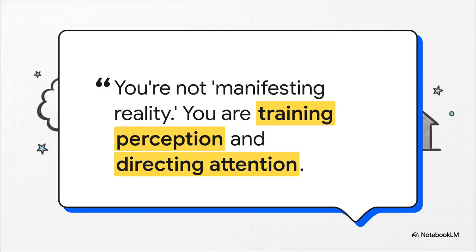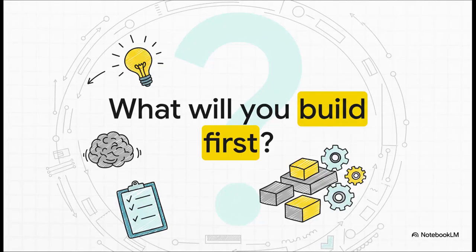So let's reframe this one last time to be super clear. You are not magically manifesting reality. You're doing something much more real and much more powerful. You are actively training your perception, you're directing your attention, you're reinforcing specific behaviors, you're updating the internal models in your brain, and you are executing in the real world. You do that consistently, and reality has no choice but to shift, because you did. And that brings us right to the end. The operating system is right there on the screen, the science is clear, and the daily protocol is in your hands. So really, the only question left is, what will you build first?